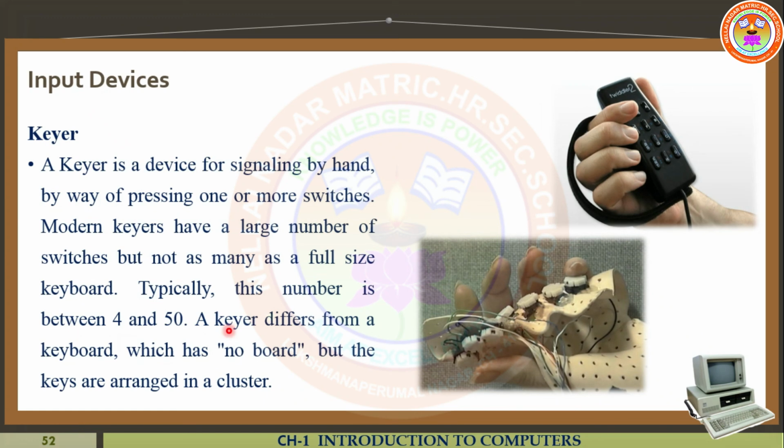The final input device is the keyer. A keyer is a device for signaling by hand by pressing one or more switches. In modern kiosks, we have a large number of switches, but not as many as a full-size keyboard, typically between 4 and 50. A keyer differs from a keyboard because it has no board, and the keys are arranged in a cluster format. That is the main purpose of the keyer.